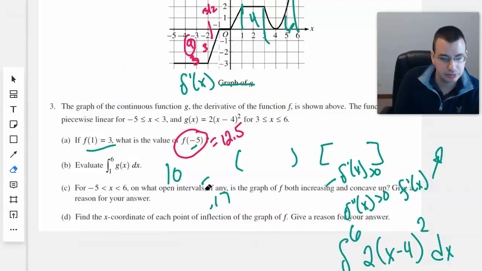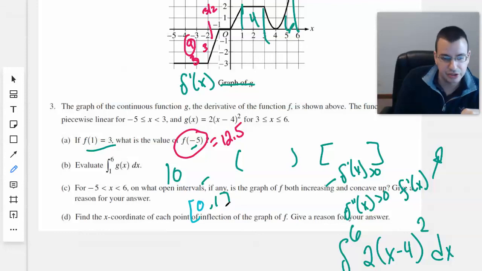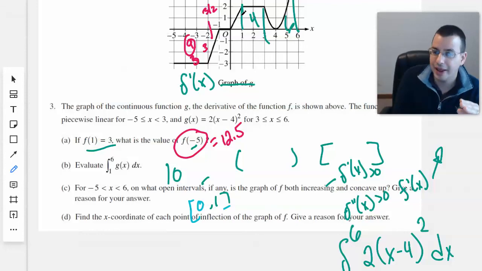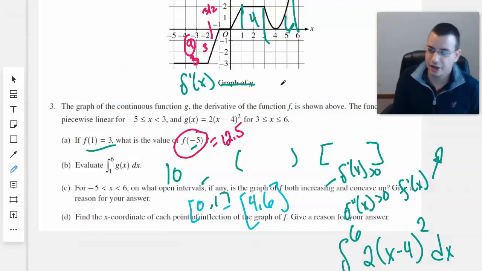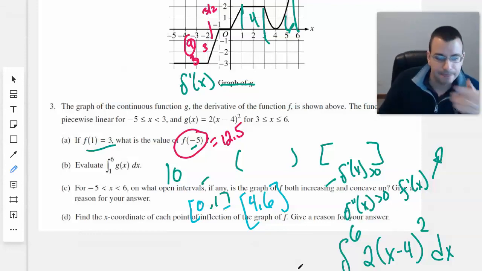0 to 1, it's going up, it's increasing and positive. From 1 to 3, it's not increasing, and from 3 to 4, it's also not increasing, so we know that the concavity is either 0 or concave down. But then from 4 to 6, we are again both positive on this graph and increasing. So 0 to 1, 4 and 6. Yes, that's true. Yep, I'm good with that.